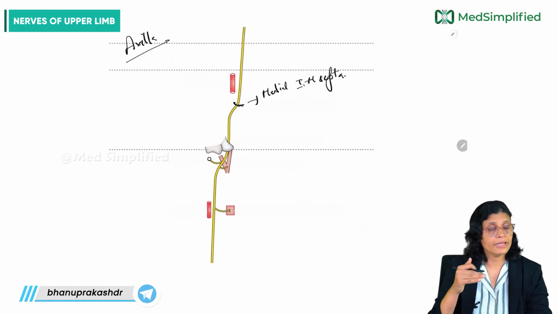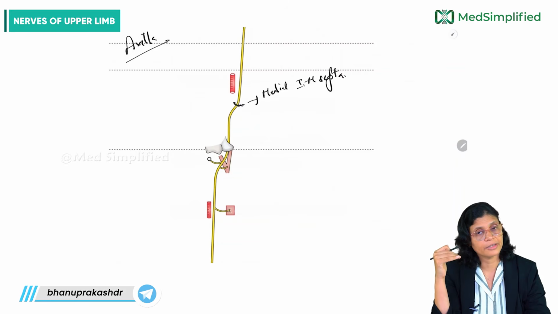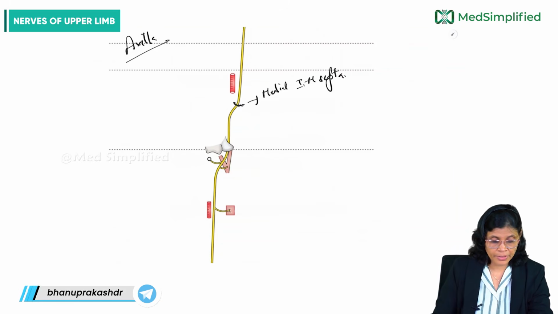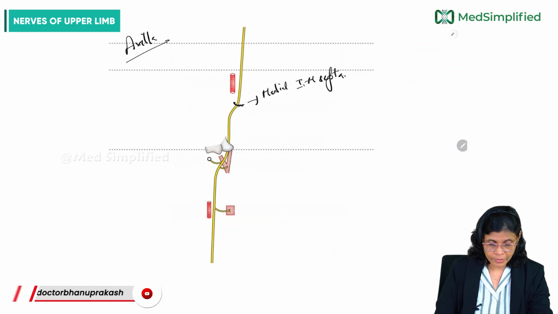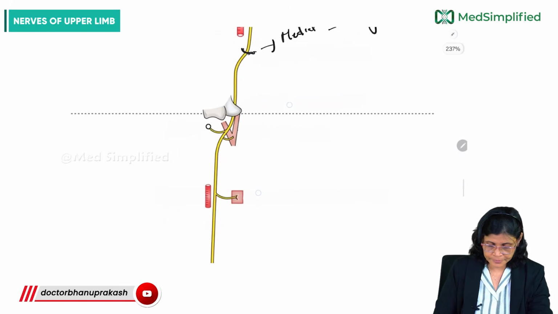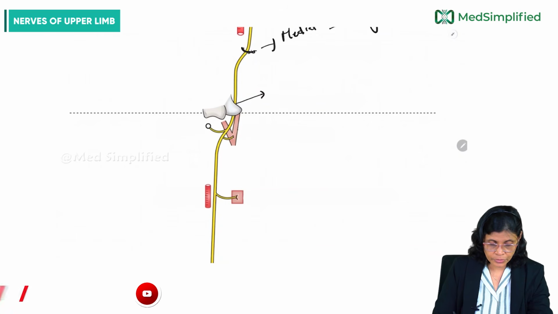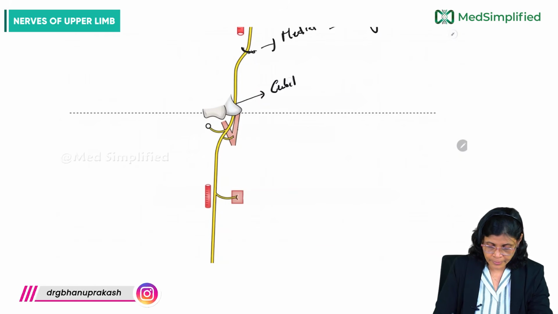At this same level, the radial nerve will be entering the anterior compartment. So the ulnar nerve will go to the posterior compartment of the arm, and it will run downwards like this up to the medial epicondyle of the humerus, and on the back of the medial epicondyle, it is lodged in a groove. This groove is converted into a tunnel by a fibrous band, and that we call the cubital tunnel.